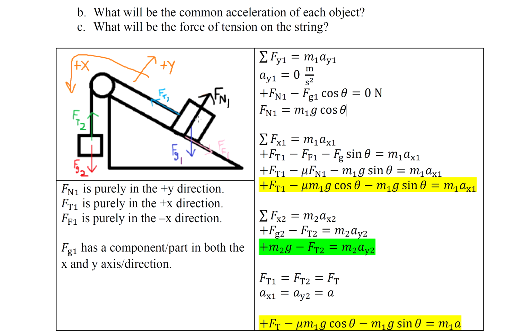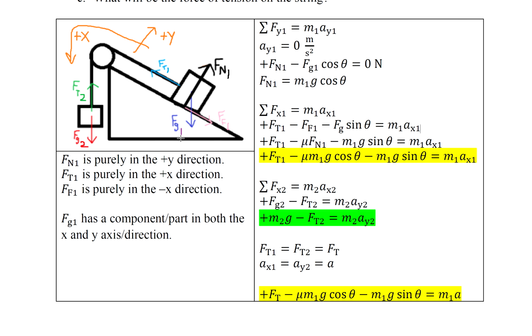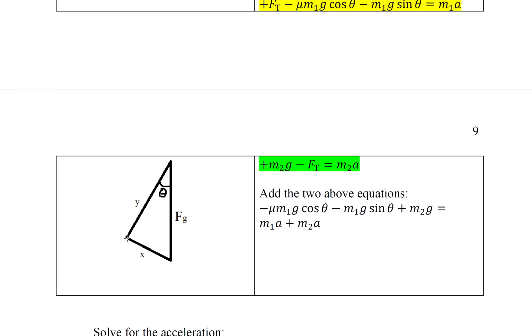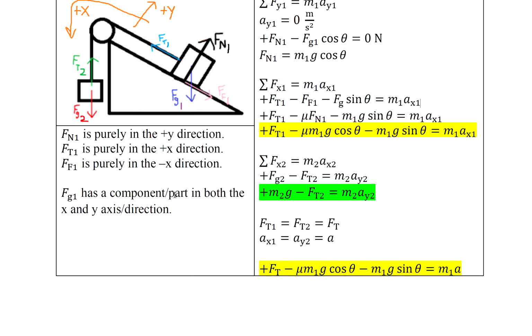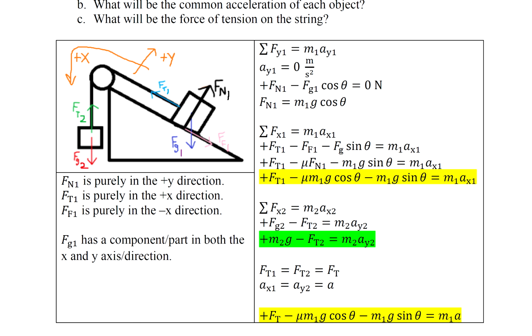Let's take a look at mass m1 again. Let's take a look at the forces on the x-axis. So we got plus force tension 1 minus force of friction 1 minus Fg1 sine theta. Why is it sine theta? Because we got this here. Here's theta, here's sine of theta. This should say Fg1 sine of theta equals m1 a sub x1. Force of friction is mu times force normal. Force of gravity is mg. And we have this equation in yellow.